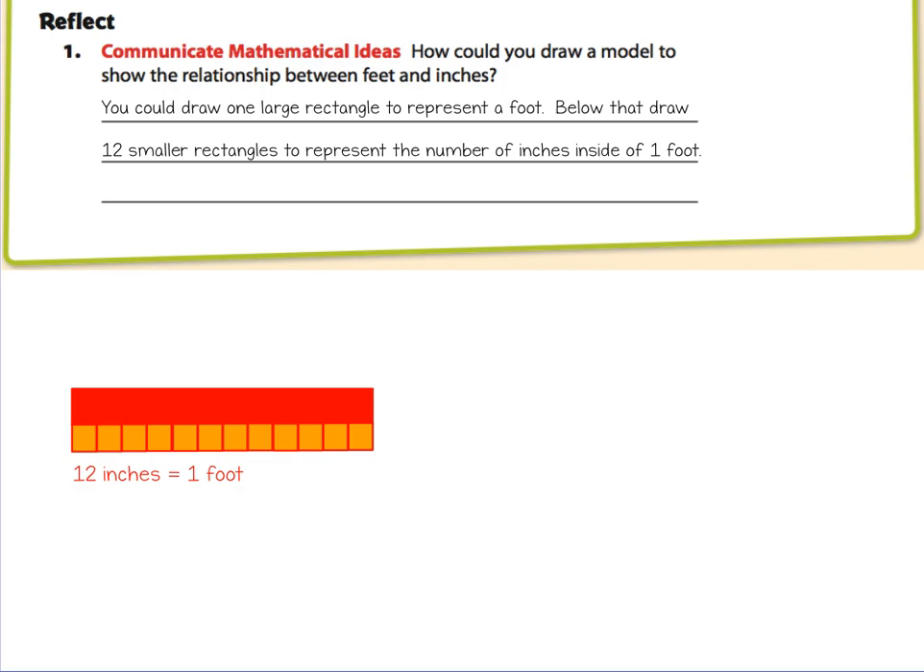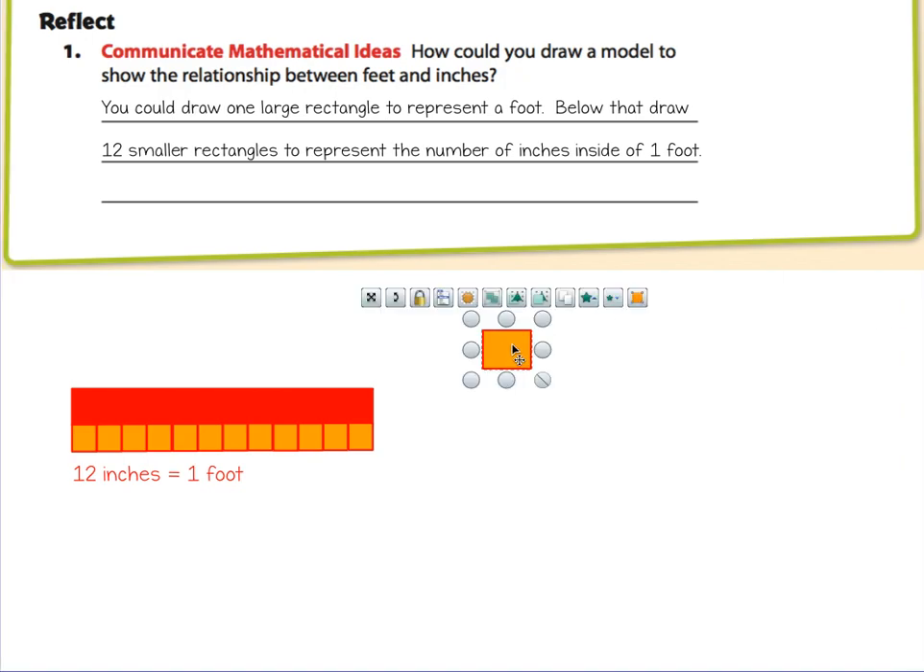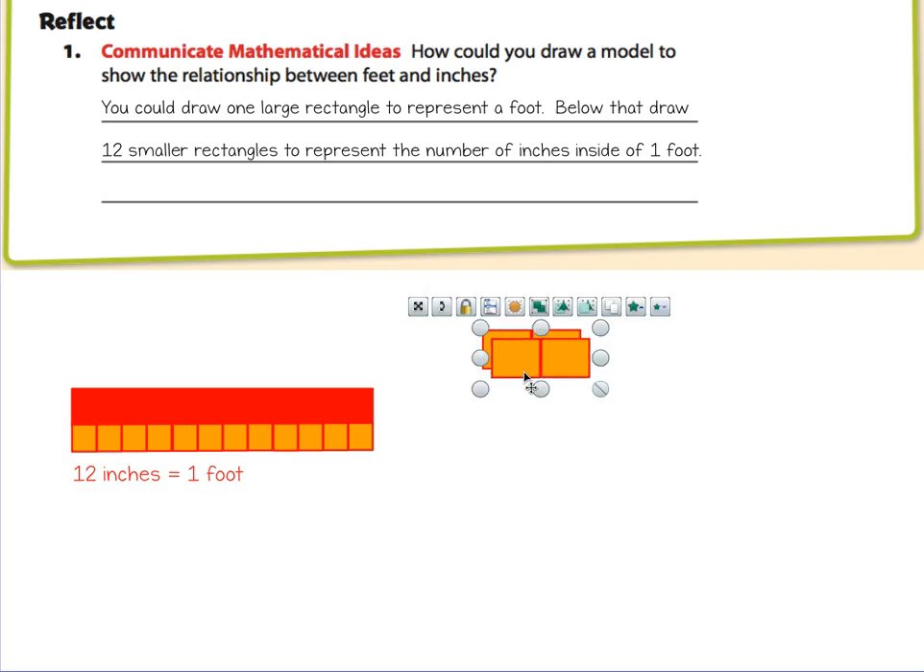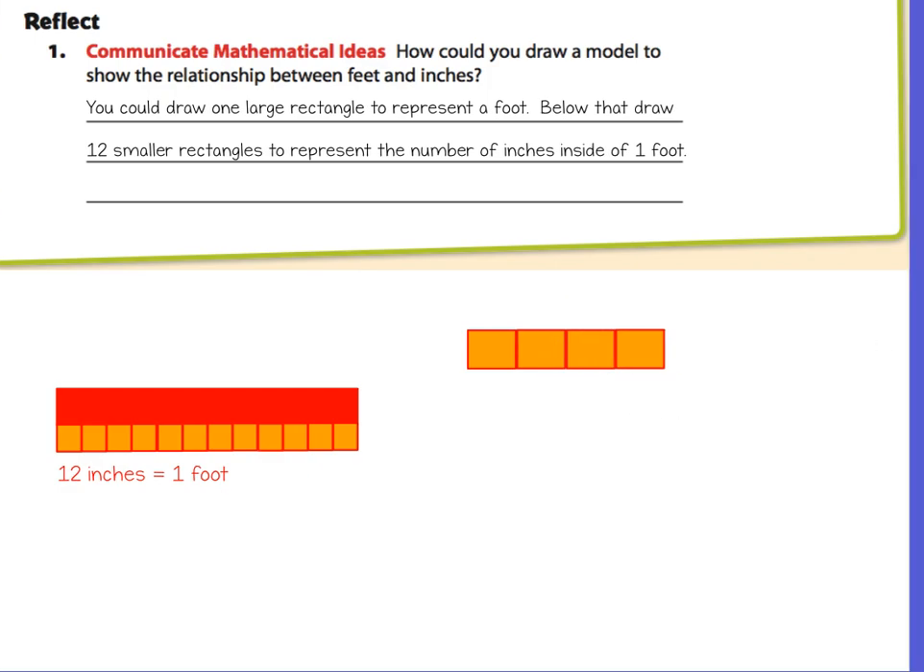So again, if I were doing the number of quarts in a gallon, I could do 4 quarts. So here's 1, and I'm going to do 4. So 1, 2, and I want 4. So I'm just going to copy and paste another 2. So here's 4. Okay, so since there's 4, I know 4 of these make 1 gallon.